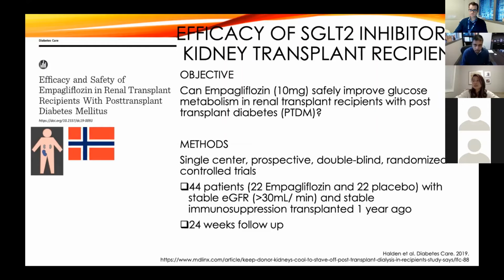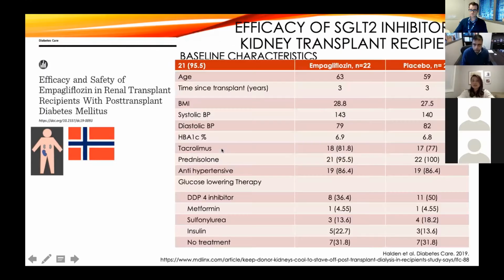It is a single center study from Norway where they included 44 patients, 22 in each arm, and they followed them up for about 6 months. In general, the groups are well matched. About 75% of the participants are already on glucose lowering agents. Note though that the hemoglobin A1C in this study is not that terrible.